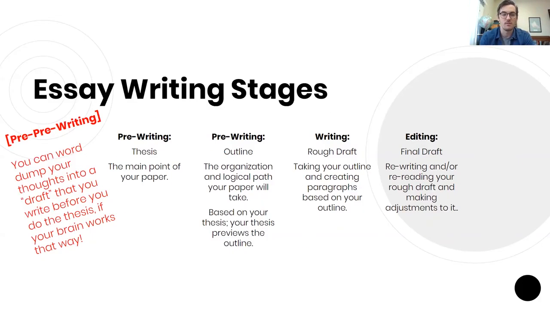So again, if this is how you think, then you can word dump your thoughts into a draft that you write before you do the thesis, if that's how you process. If you write a rough draft first, then do your thesis after that. Get your main point down, then rewrite your outline, then pull from that rough draft and create a new rough draft. I would not edit your first rough draft after you did the thesis and outline, because the rough draft needs to follow the outline, not what you think will be the outline in the future.